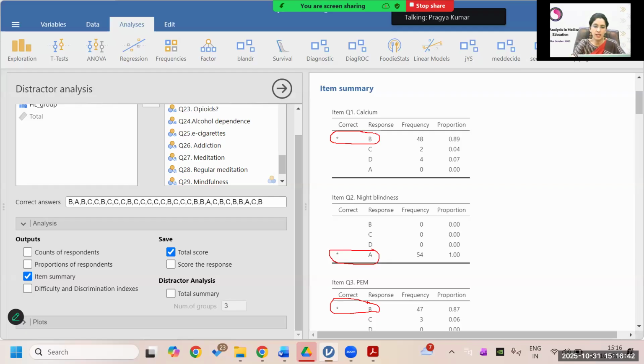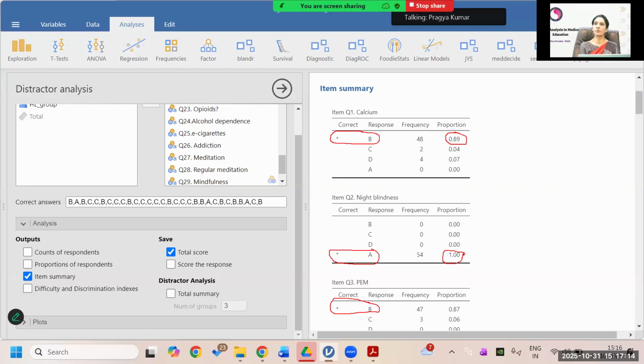So how to analyze this? You can see that 89% of the people have given this as a correct answer, question number one. Then in this case, you can see there are almost 100%. If you see the night blindness question, 100% have got it correct. So will this question add to the variability? What will be your answer? Yes or no?